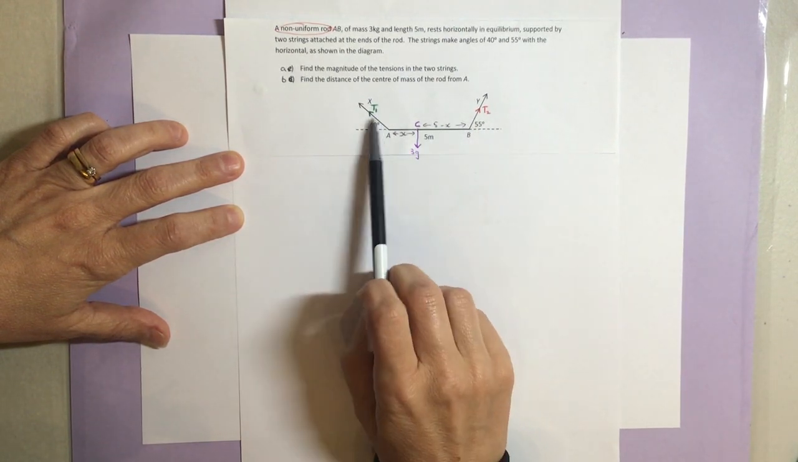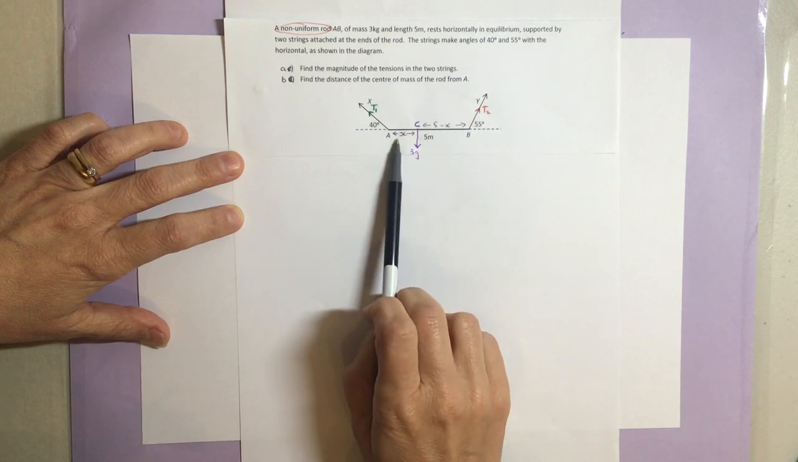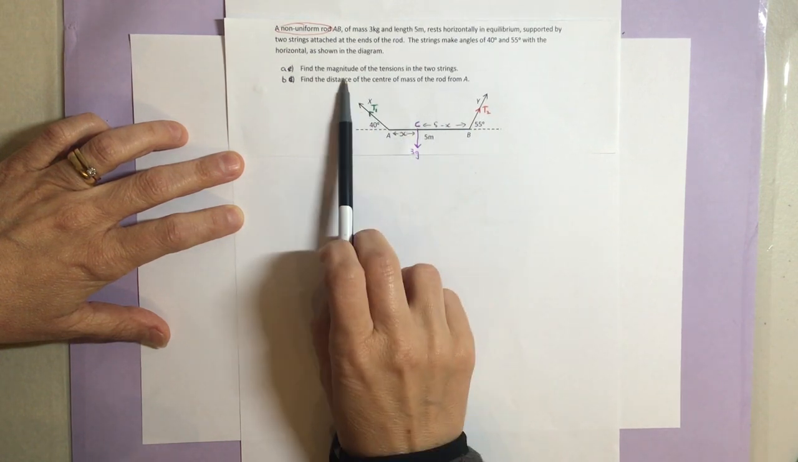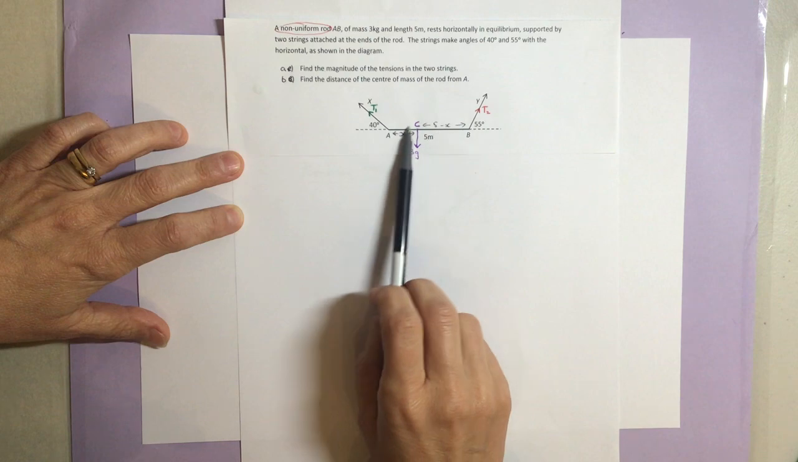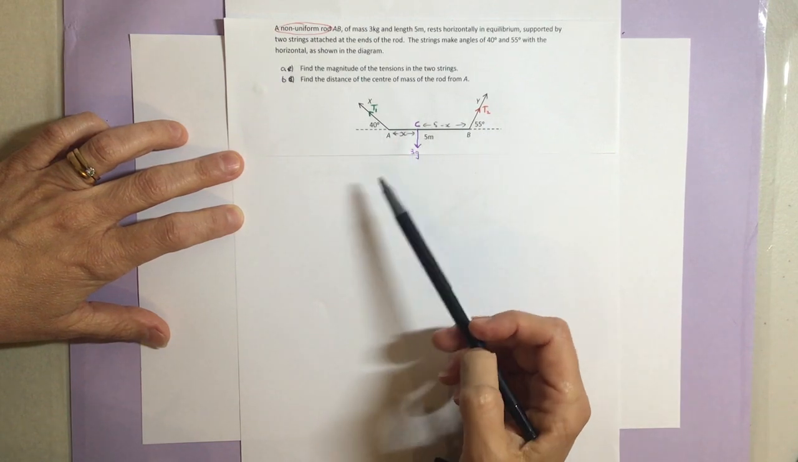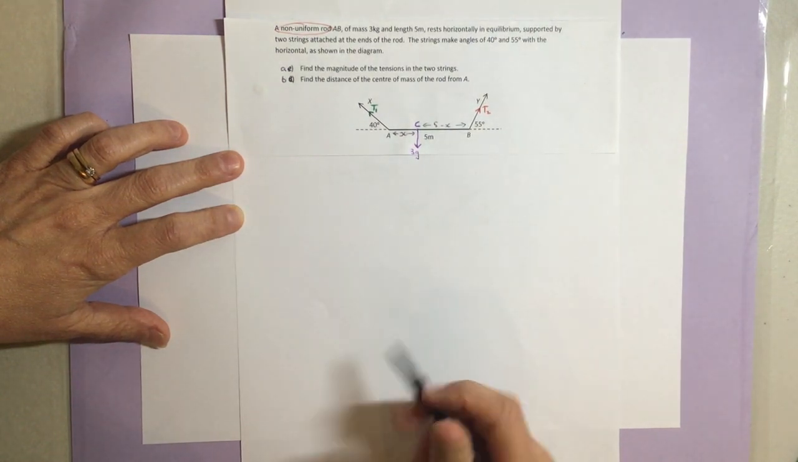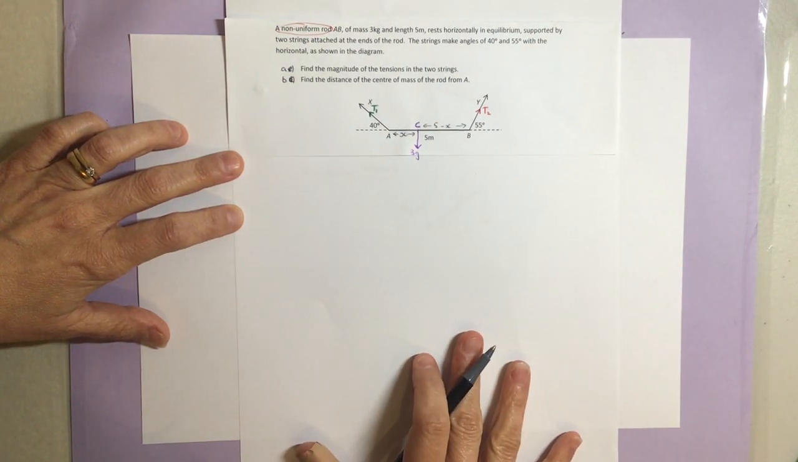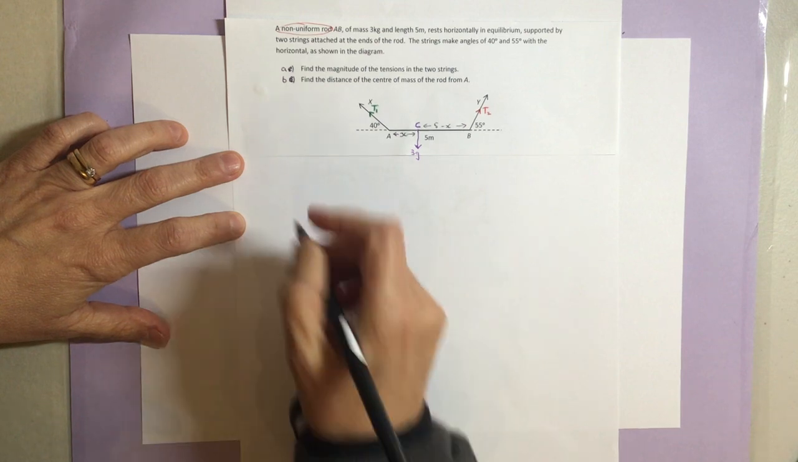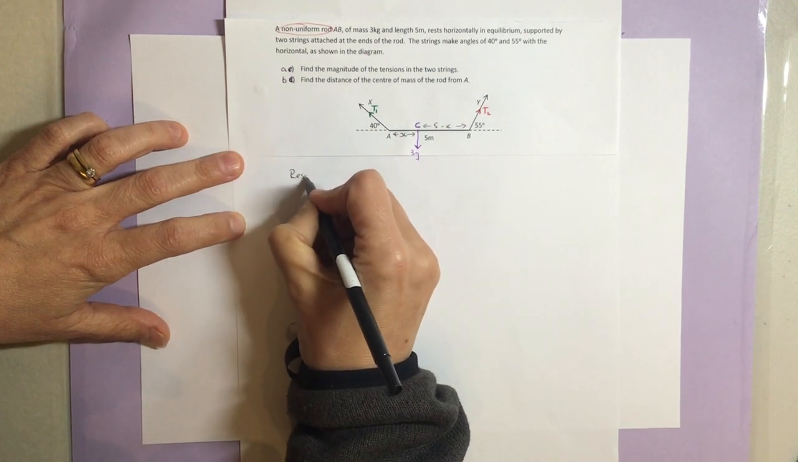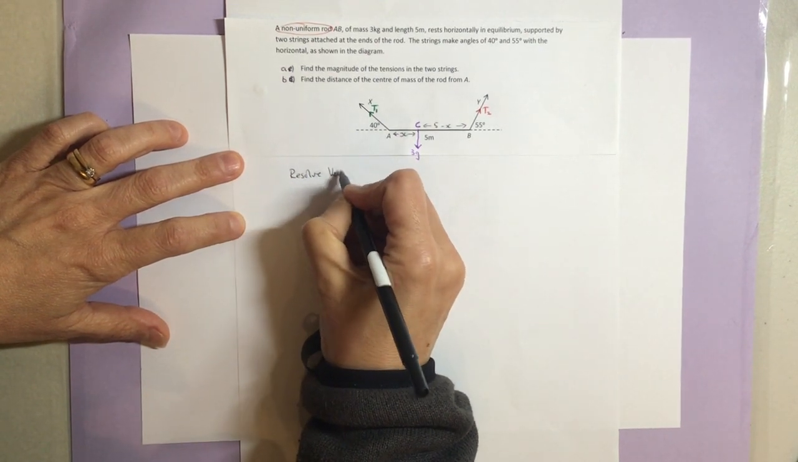So I'm going to do that first because that's just going to get the tensions involved without having to worry about these distances. And then for the distance, I'm going to do some moments to get that involved. And sometimes in questions, you might have to do a mixture of up, down, left, right, moments to get enough equations to find the unknowns that you need. Okay, so let's have a look. I'm going to, first of all, let's resolve vertically.